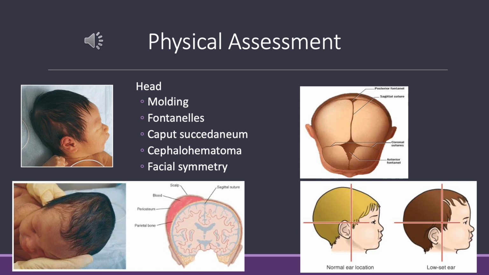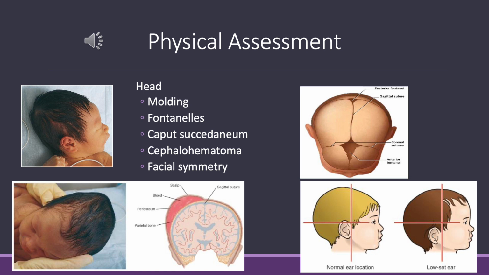Neonates with a cephalohematoma are going to be at higher risk for jaundice, since the body is going to need to break down those red blood cells with an immature liver. You want to assess the face for symmetry and the position of facial features. In the picture on the bottom right-hand side of your slide, you can see the difference between normal ear location and low-set ears. Low-set ears could be a sign of fetal alcohol syndrome or a congenital abnormality. You may also find skin tags or small pits near the tragus of the ear.